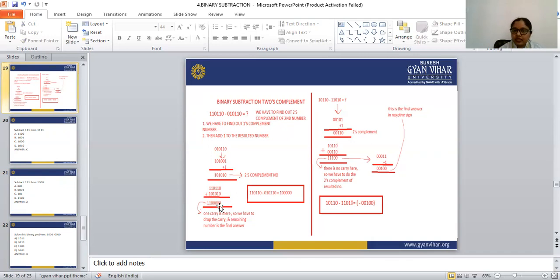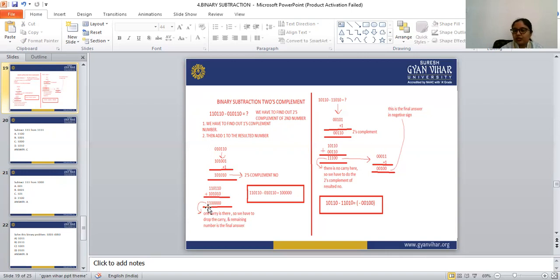In this case also we have to count the digits in the question and the digits in the answer. So 1, 2, 3, 4, 5, 6. 6 digits are present in the question, whereas 7 digits are present in the answer. So what we have to do? 1 carry is there, so we have to drop the carry and the remaining number is the final answer.